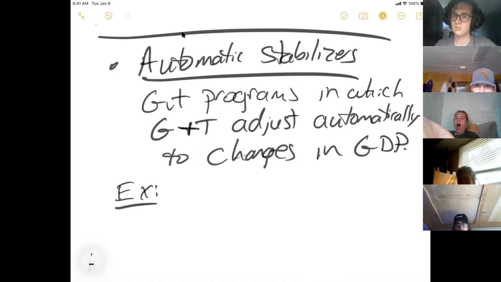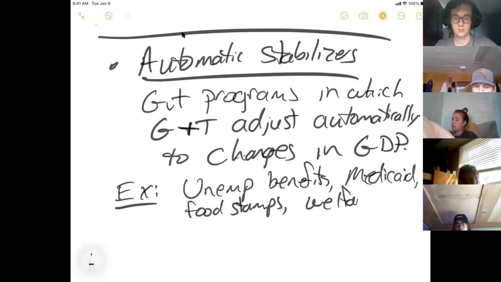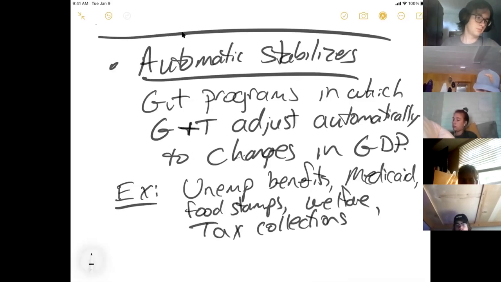This is things like unemployment benefits, Medicaid, food stamps, welfare. In other words, our tax collections. All of these are programs in which spending and taxes adjust automatically to changes in GDP.